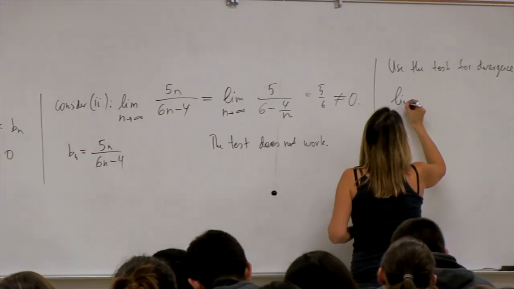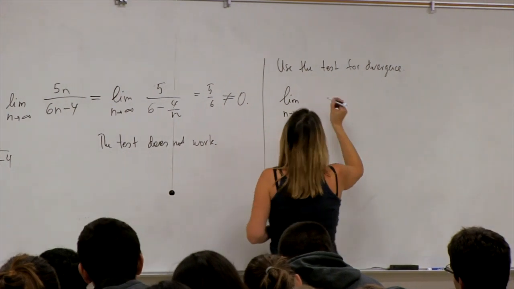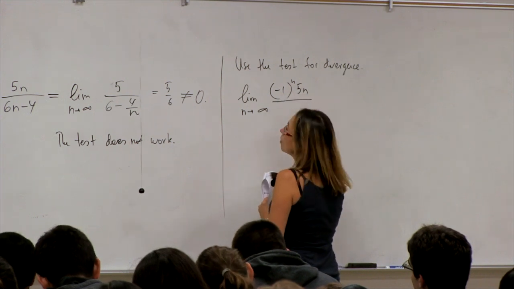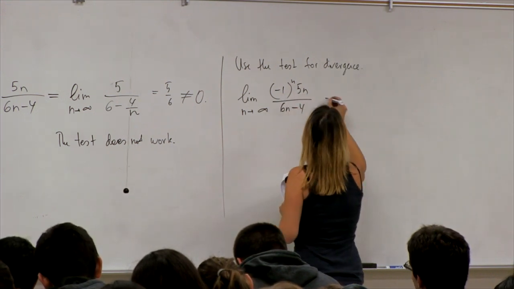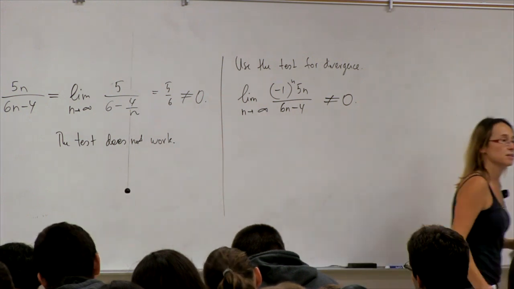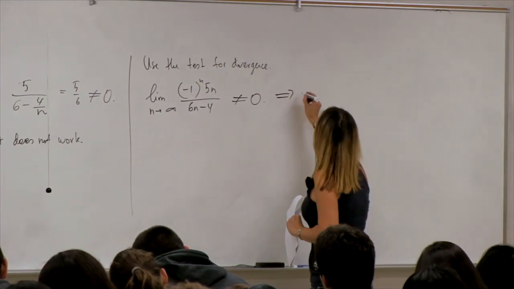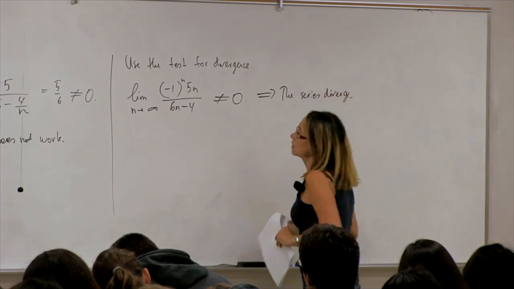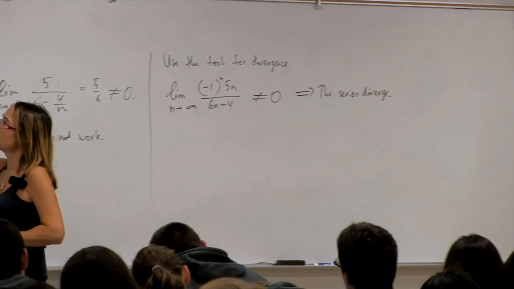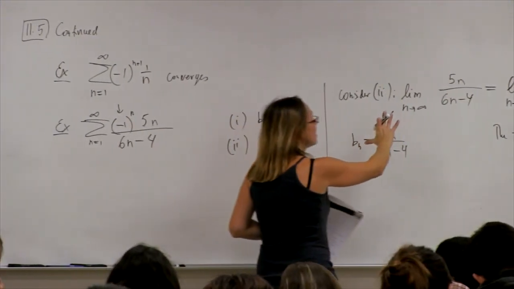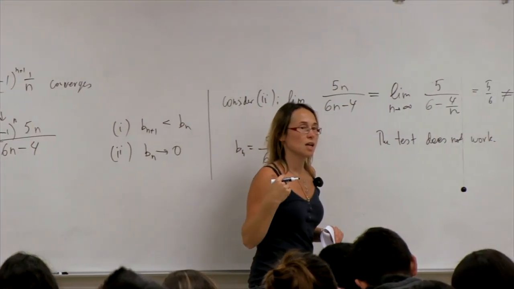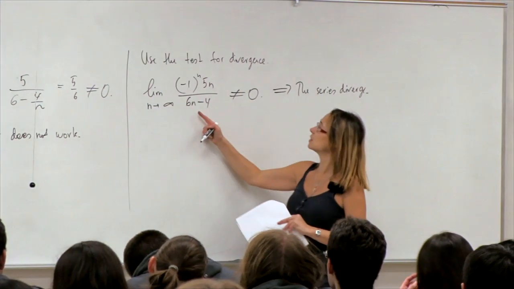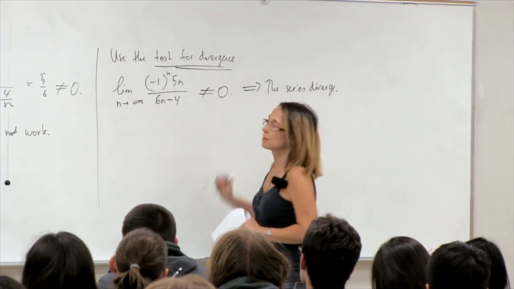So we have to consider the limit as n goes to infinity of this whole expression, 5n over 6n minus 4. And we know that it's not equal to 0. In fact, it doesn't even exist. Therefore, the series diverges. So the fact that the alternating series test failed doesn't mean that it doesn't converge. It just means that we need more work. And in this case, the work is easy. We just look at the test for divergence.